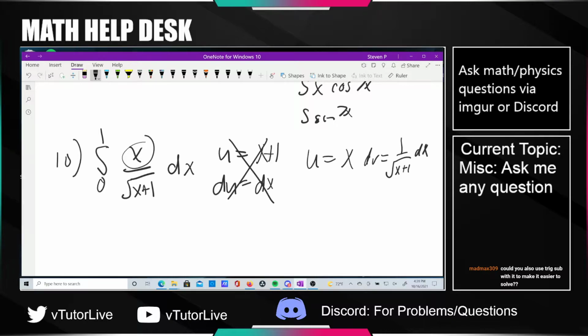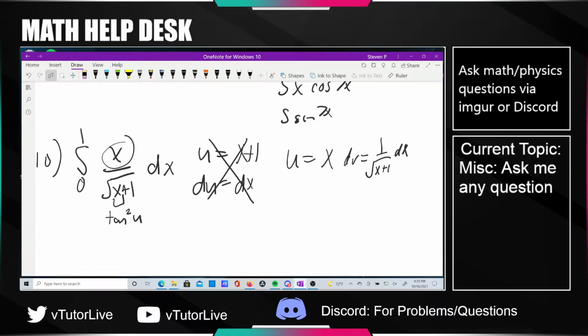Could you also use trig sub with it to make it easier to solve? Yeah, I was thinking about trig sub a little bit, and I think it's plausible, right? You could probably sub this one in for tan squared of u, but as of right now, because this section was suggesting integration by parts, I'll stick with integration by parts for now. I think that would work just fine. This one seems like a reasonable candidate for a trig sub, because then tan squared u plus 1 turns into secant squared, right? And that disappears nicely.